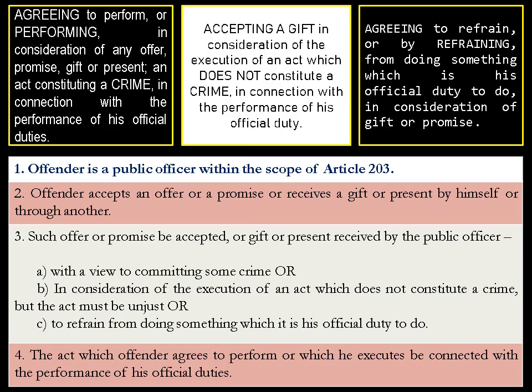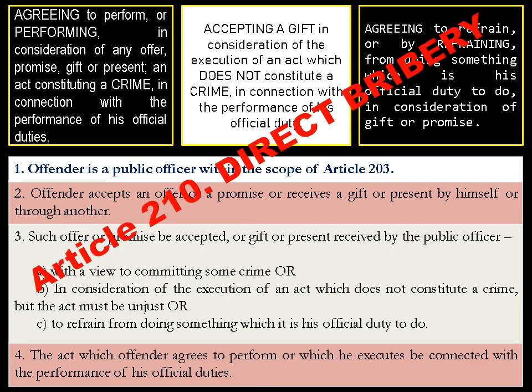And number 3, such offer or promise be accepted or gift or present received by the public officer with a view to committing some crime, or in consideration of the execution of an act which does not constitute a crime, but the act must be unjust, or he refrains from doing something which it is his official duty to do. And the last element is that the act which the offender agrees to perform or which he executes be connected, oh, important yan, it is connected with the performance of his official duties.